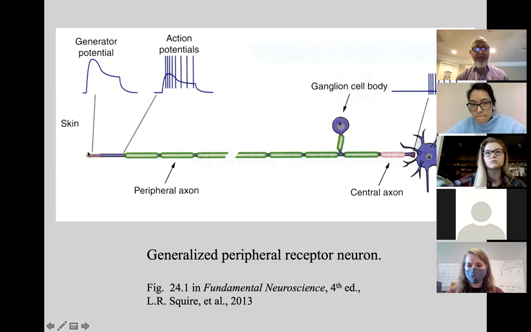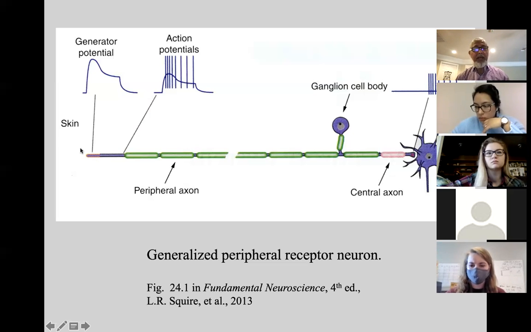Now, this is the peripheral part of the neuron and the process, and this part serves as a receptor. Again, we mentioned that receptors are the transducers that convert various forms of energy in the atmosphere into an action potential in the neuron. So that is the function of the receptor. Now, this one is located in the skin, right?